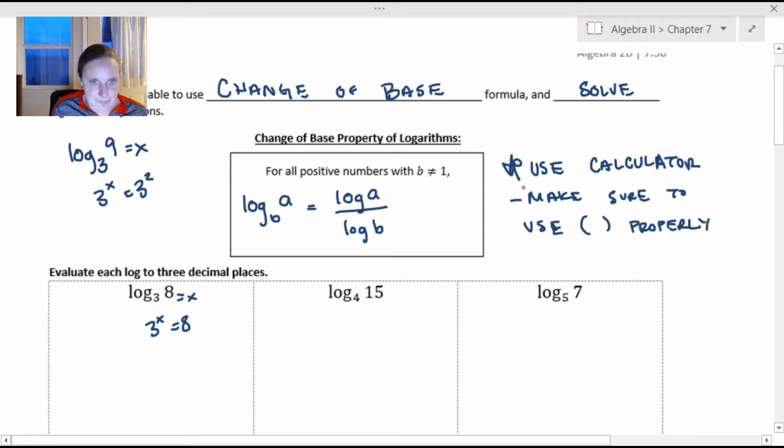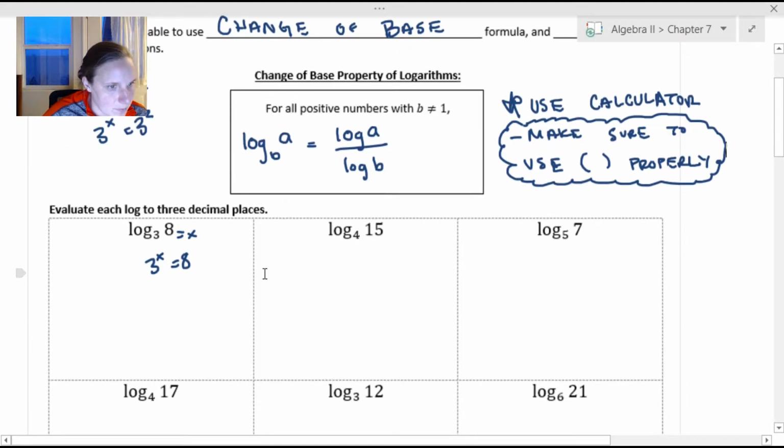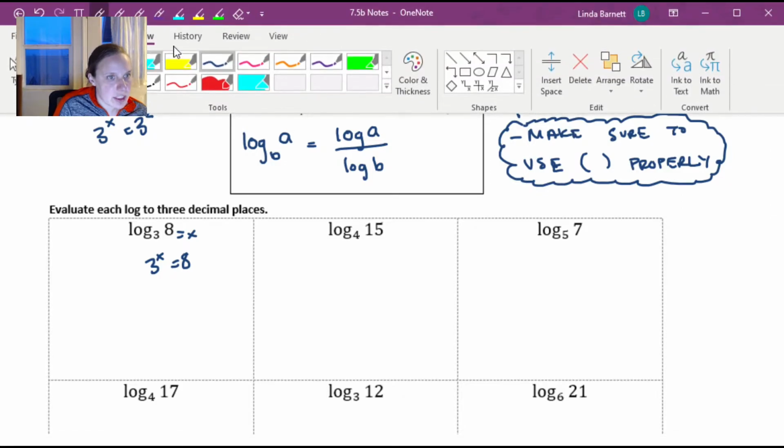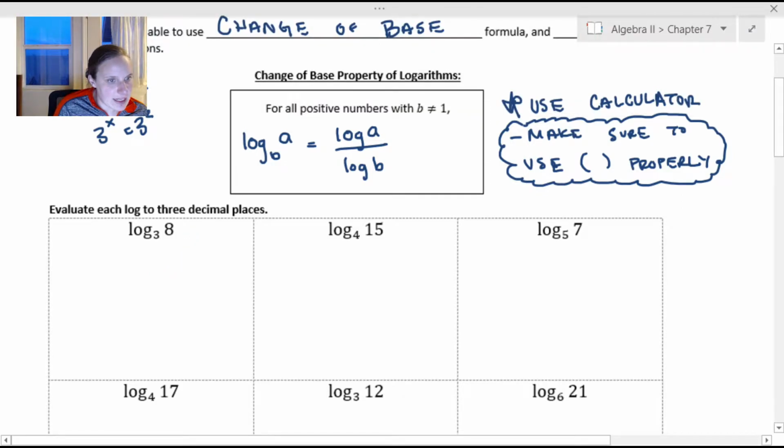All right. I'm going to cloud that up because why the hell not? All right, so this is not how we're going to solve this problem. We're just going to use the change of base formula.